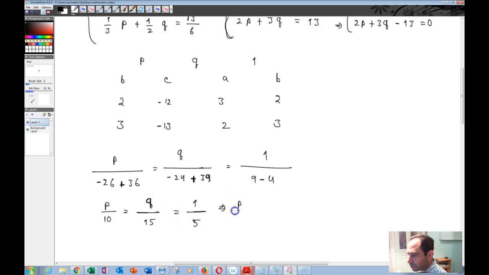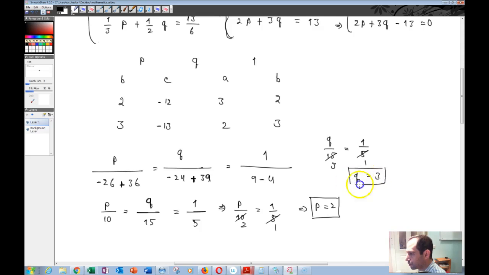So that means that P over 10 is equal to 1 over 5, divided by 5, 1 divided by 5, 2. P over 2 is equal to 1, so P is equal to 2. And also Q over 15 is equal to 1 over 5, divided by 5, 1 divided by 5, 3. Q is equal to 3 here. Okay?